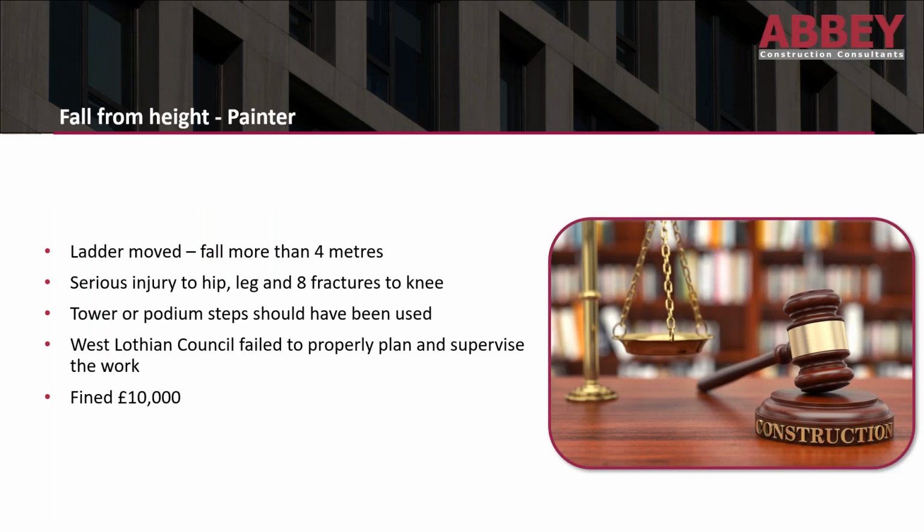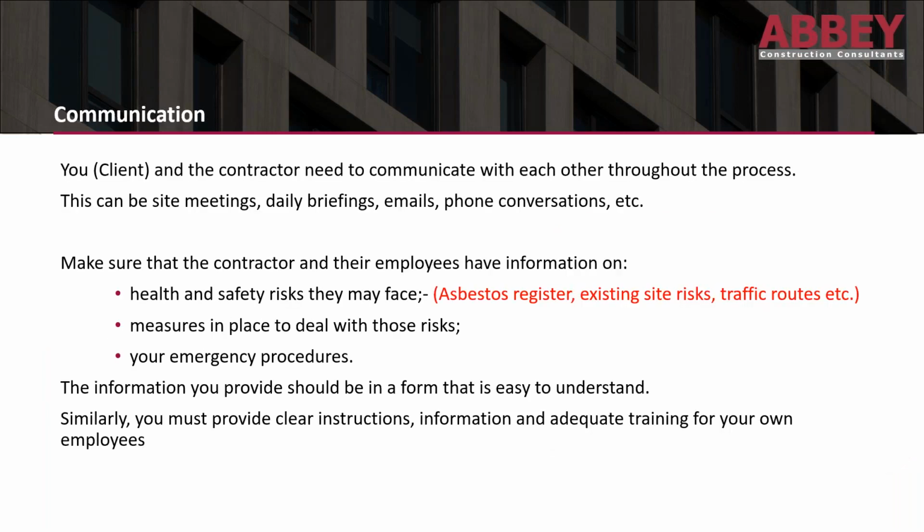Another case law is the fall from height of the painter. He was painting, the ladder moved, the painter then fell more than 4 metres, resulting in a serious injury to his hip, leg, and suffered 8 fractures to his knee. The HSE said the most applicable equipment to use would have been a tower or podium steps, which would have prevented the fall off the ladder, and therefore West Lothian Council was deemed to have failed to properly plan and supervise that work, which resulted in a £10,000 fine. On top of that would have been the costs, and on top of that would have been a civil claim.